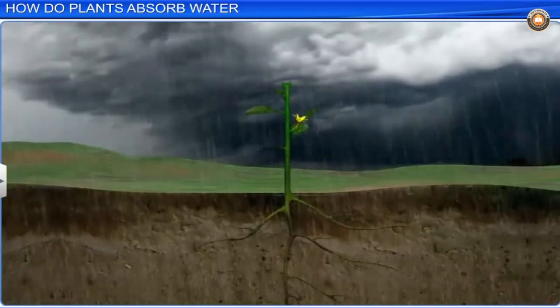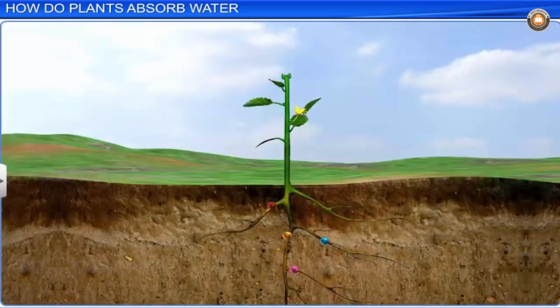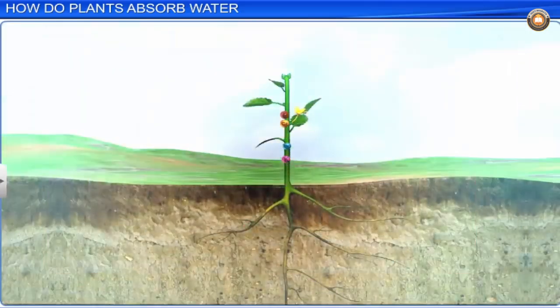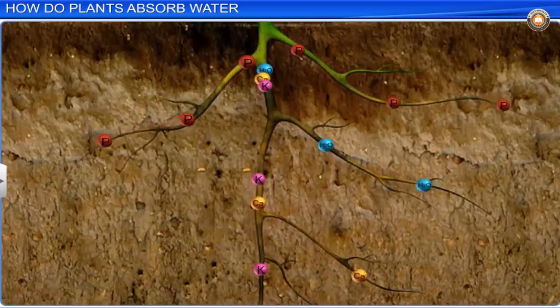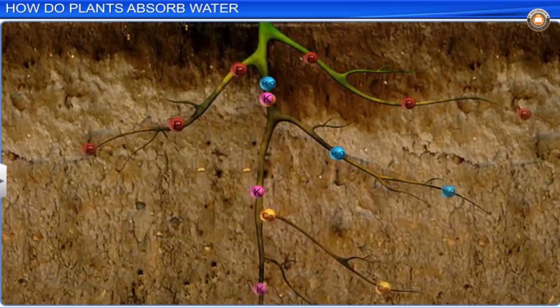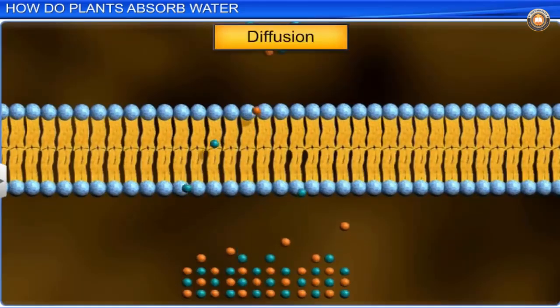When there is a heavy downpour of rain, or when we water our plants in the garden, it is the roots that absorb water for the plant. More specifically, the millions of root hairs present on the root tips absorb both water and minerals from the soil. These root hairs not only increase the surface area for absorption, but also assist in water absorption through diffusion.